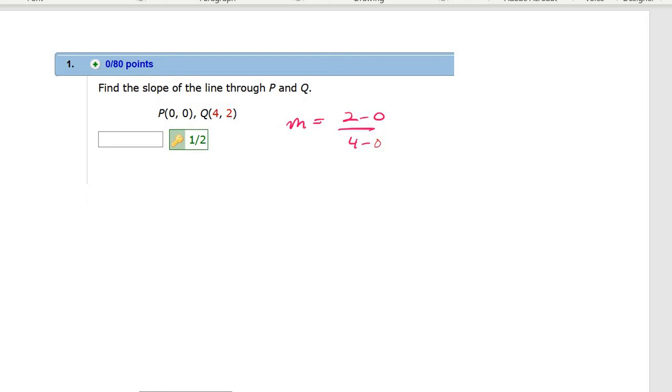All right, nothing to see here. They just want slope, punch it in, I get a half. I didn't even bother reducing it.